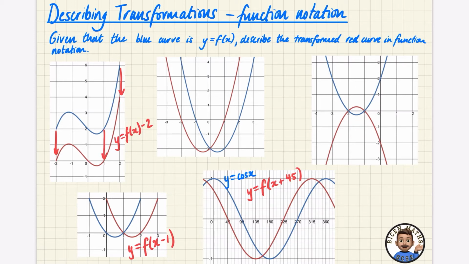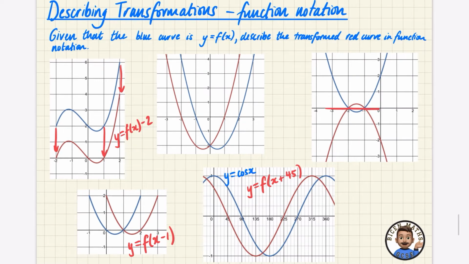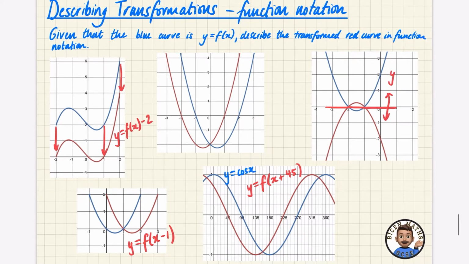I'll do this one next. It is a reflection in this line here. We've got a kind of vertical flipping. Vertical means it's going to be the negative outside. So it's y equals minus f of x, like this.